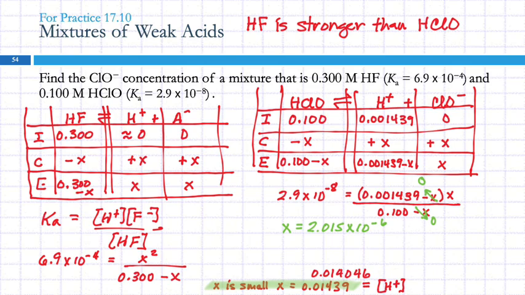For the hydrogen cation concentration, you put that number minus x, shouldn't it be plus x? Oh, you're right. Thank you. Yes, it should. This one should be plus x. Thanks for catching that. So this should be plus x, and this one should be plus x.